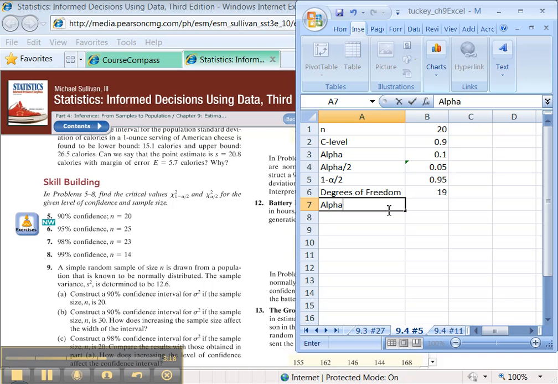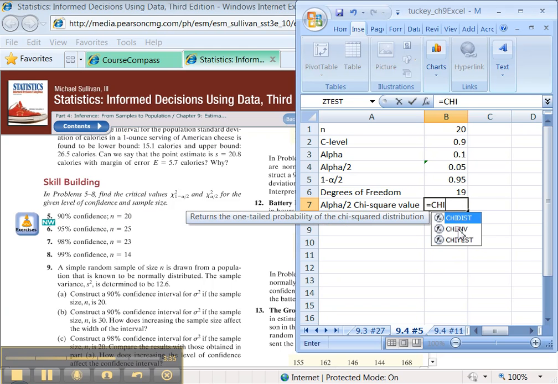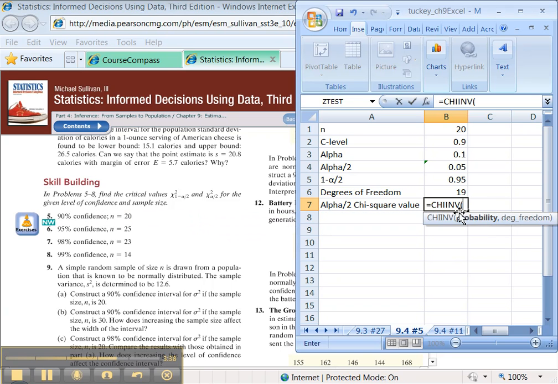There's the alpha divided by 2 chi-square value. And again, if you don't want to type alpha, you can go get the Greek letter yourself. Okay, that would be equal to, now we need chi inverse. It's this one right here. See, chi inverse. Inverse functions have been the ones we've always been using to get the critical values. So we use norm S inverse in 9.1 and 9.3, and we use T inverse in 9.2. So for 9.4, we use chi inverse. Now the probability here is going to be the alpha over 2, so that's this one, 0.05, comma, the degrees of freedom is right there, cell B6, 19.